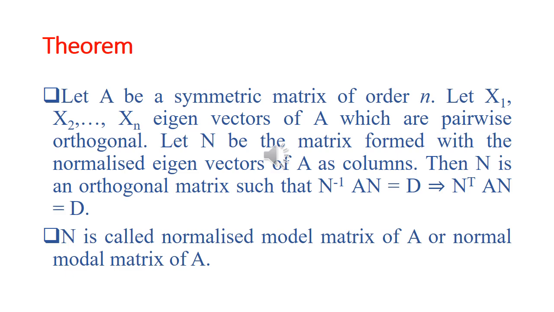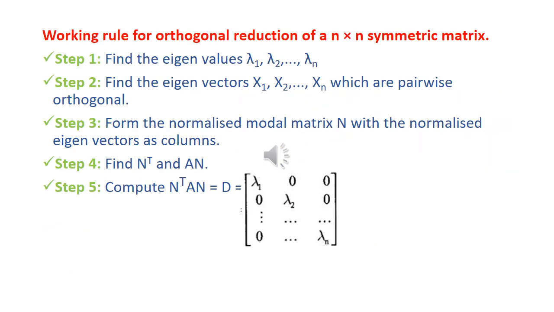Next, if I take a matrix N formed with normalized eigenvectors as columns, then N is an orthogonal matrix such that N inverse AN equal to D, which implies N transpose AN equal to D. This N is called the normalized modal matrix of A. Diagonalization of a matrix is the process of finding a diagonal matrix that is similar to a given square matrix. This method is only applicable for symmetric matrix.